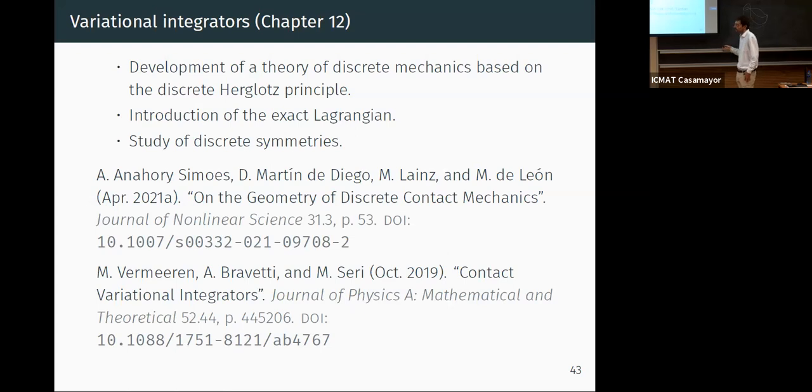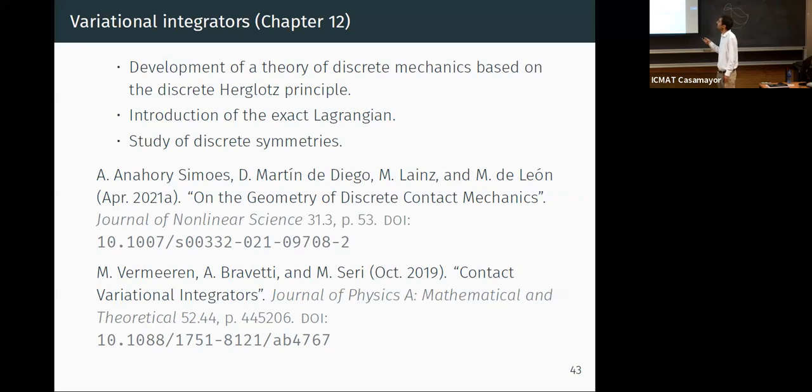Okay, apart from this more geometrical part, we have also worked on variational integrators on this and discrete geometry of this system. We have helped to develop a theory of discrete mechanics based on a discrete version of the Herglotz principle. We have introduced the exact Lagrangian, which I will explain now what it is. And we have also studied discrete symmetries, and we have a discrete version of the Noether theorem.